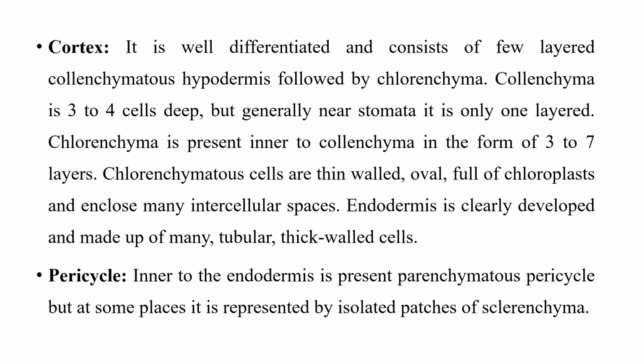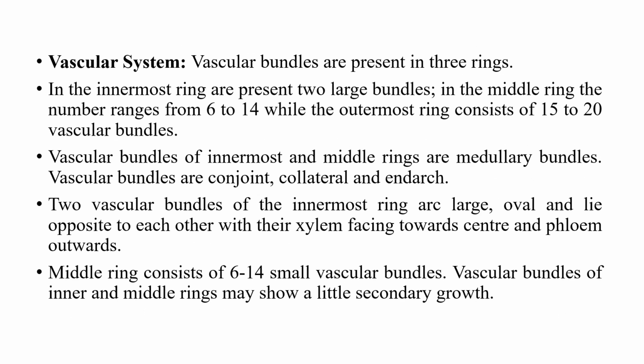Then the cortex layer is found. Then pericycle. Then vascular system. The vascular bundles are present in 3 rings. In the innermost ring are 2 large vascular bundles. In the middle ring, the number ranges from 6 to 14, while the outermost ring consists of 15 to 20 vascular bundles. Vascular bundles of the innermost and middle rings are medullary bundles.